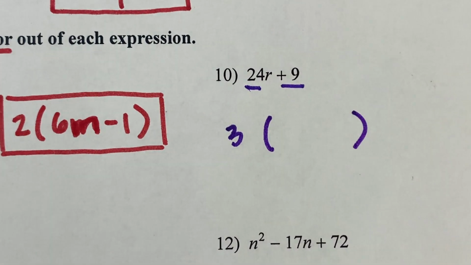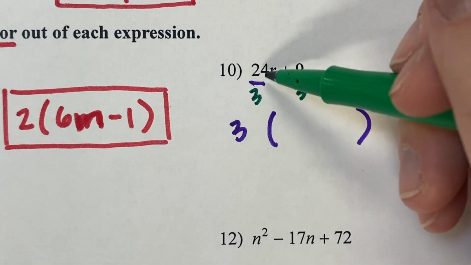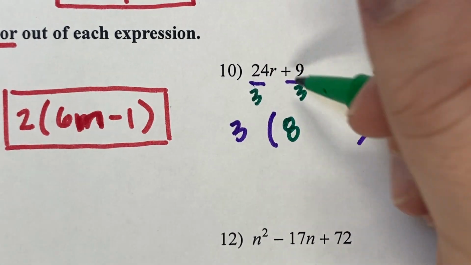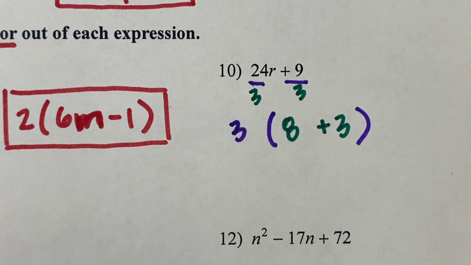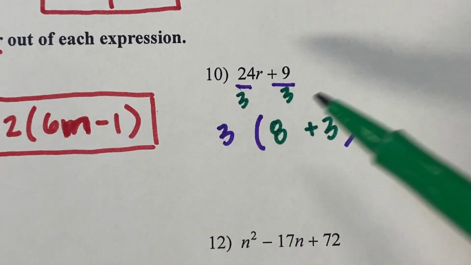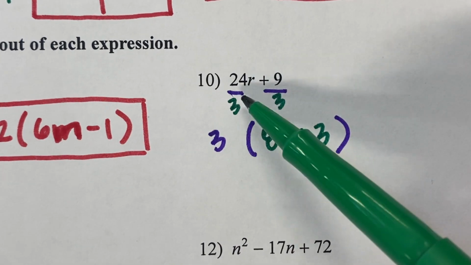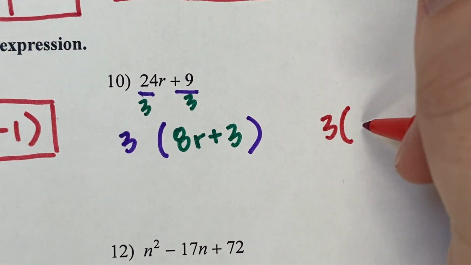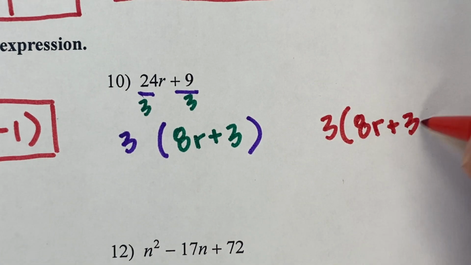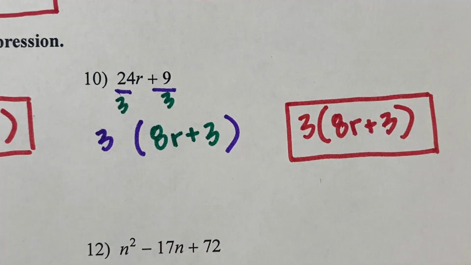So 3 gets factored out, which means what we're actually doing is dividing by 3 for each of these. 24 divided by 3 is 8. We'll worry about the r in a second. Positive 9 divided by 3 is positive 3. Now let's worry about the r. Do they both have any r's that we can factor out? No, only my first term does, so we cannot factor out the r. It does not get to come out. So our final answer is 3 times (8r plus 3). We factored out the common factor, which was positive 3.